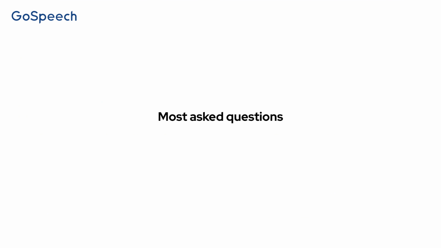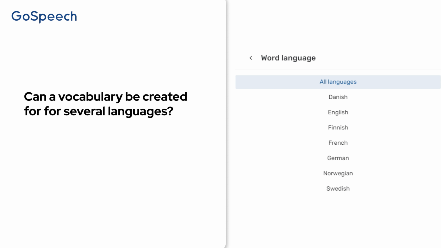Let's move on to the most frequently asked questions regarding vocabularies and dictionaries. Can a vocabulary be created for several languages? A vocabulary can be created either for a specific language or for all languages. This makes sense for proper names, for example. In the bulk upload, you use the abbreviation ALL for this.